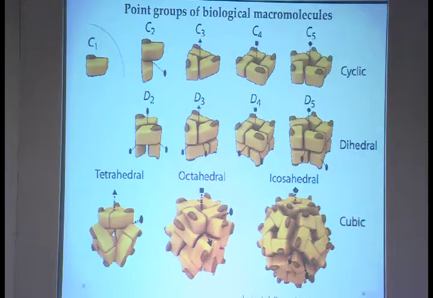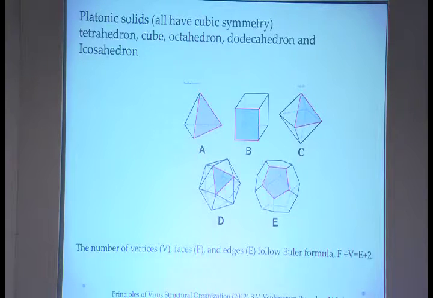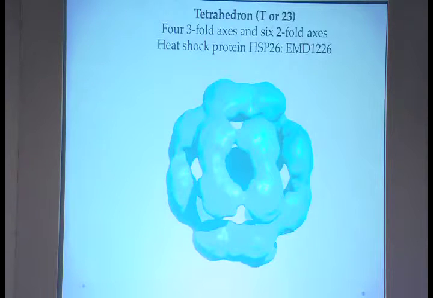So now we are left with the group which are called the Platonic solids. So these all have cubic symmetry, and the examples are tetrahedron, octahedron, dodecahedron, icosahedron. And they all follow the Euler formula, meaning the number of vertices, faces, and edges are related by a specific mathematical formula. So again, to show you some of these Platonic solids and the way they're organized.